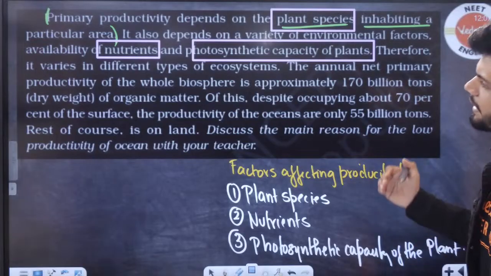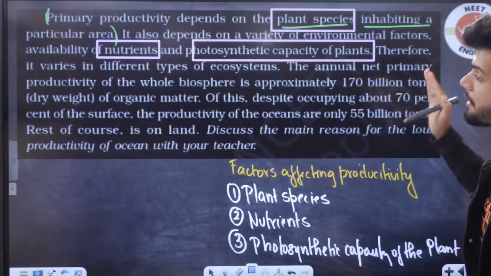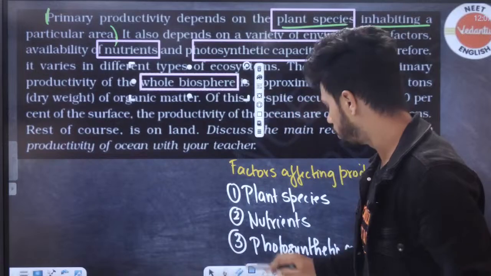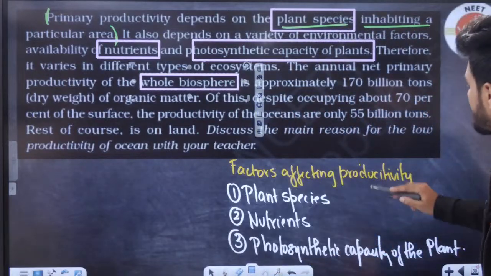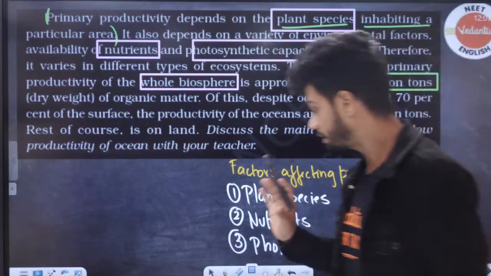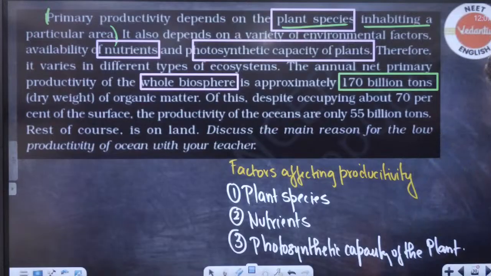Okay, therefore it varies in different types of ecosystems. The annual net primary productivity of the whole biosphere is said to be around 170 billion tons. Very important. 170 billion tons is the annual net primary productivity.